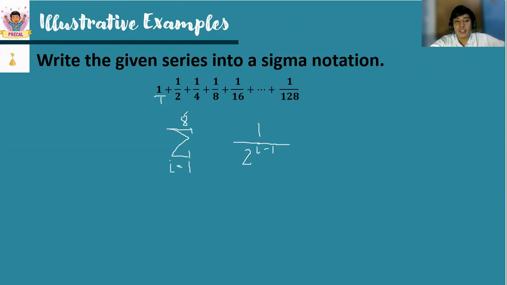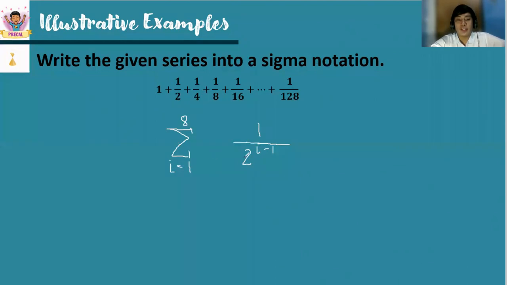Checking the first term, we have 1 minus 1 is 0. So that's 1 over 2 raised to 0, that is 1. Then we have 1/2 for the second term. So we have 1 over 2 raised to 2 minus 1. So that will be 1/2, and so on.